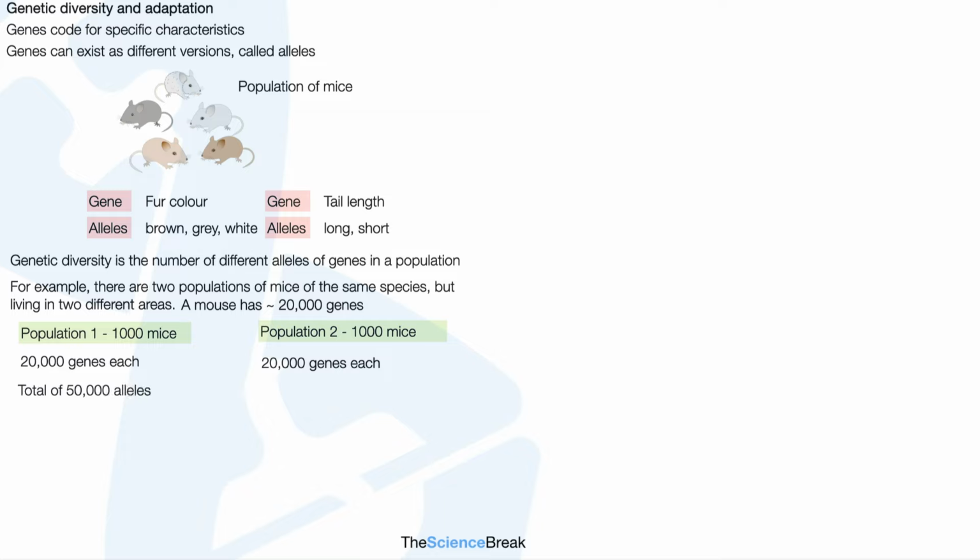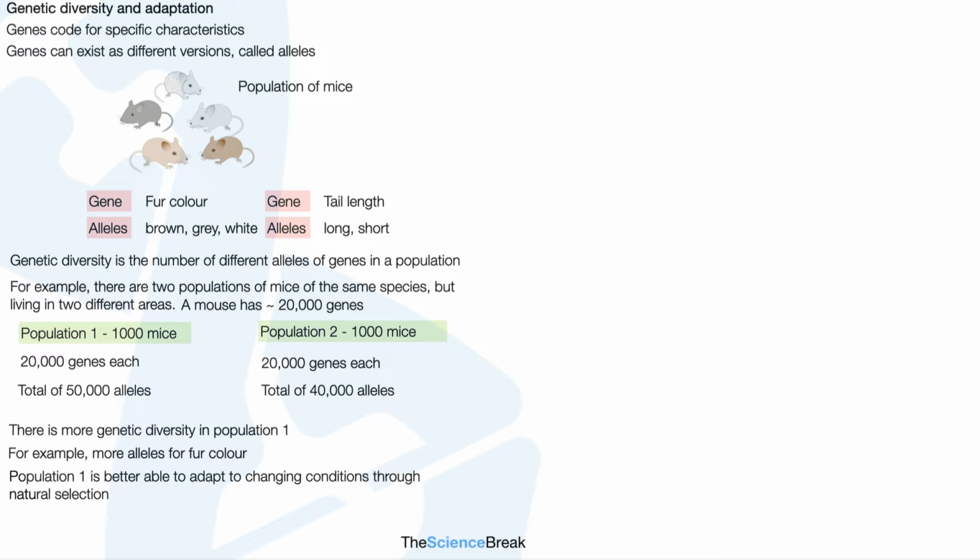However, we could have a total of 50,000 alleles for population 1 and a total of 40,000 alleles for population 2. While the number of genes are the same, the number of alleles could be different. There is more genetic diversity in population 1, for example, more alleles for fur color. There are more alleles for all the genes that are present in population 1. Population 1 is better able to adapt to changing conditions through natural selection. Every population has some genetic diversity, unless that population is made up of clones.